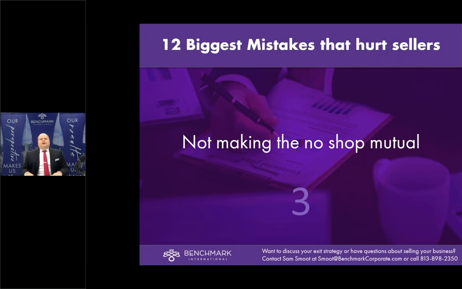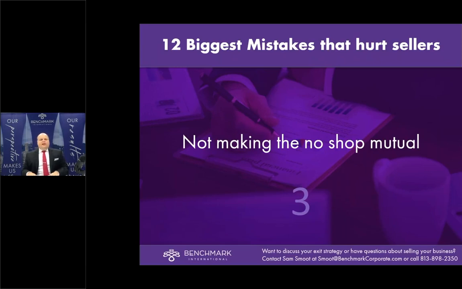And so you can't make it perfectly mutual, right? Under your no shop as a seller, you're not going to be allowed to talk to any buyers. You're not going to get a buyer to promise not to talk to any sellers. So what we try to do is come up with a reasonable parameter around what they can't do. So if we're dealing with a small business that's local in nature, we'll say that they can't talk to any businesses in the same industry within a 200-mile radius during the exclusivity period, right?